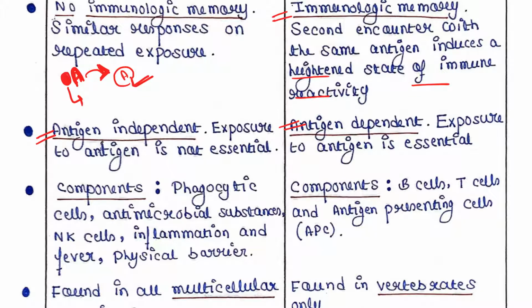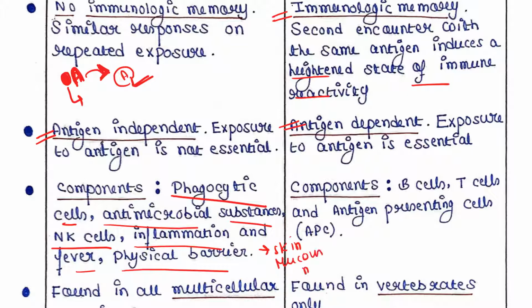Components of innate immunity are phagocytic cells, antimicrobial substances, natural killer cells, inflammation, fever, and some physical barriers like skin and our mucous membrane. And the components of adaptive immunity are B cells, T cells, and APCs or antigen presenting cells.